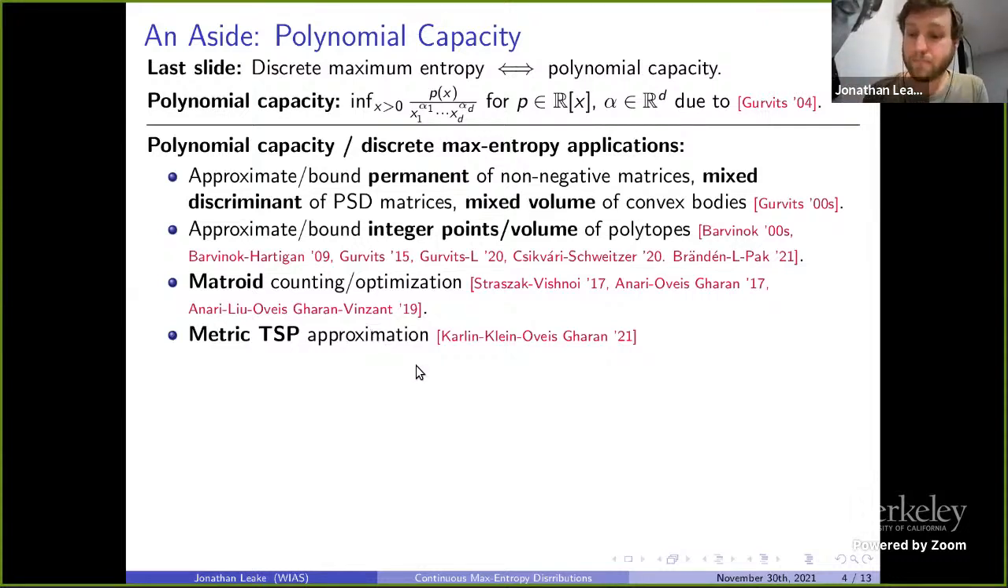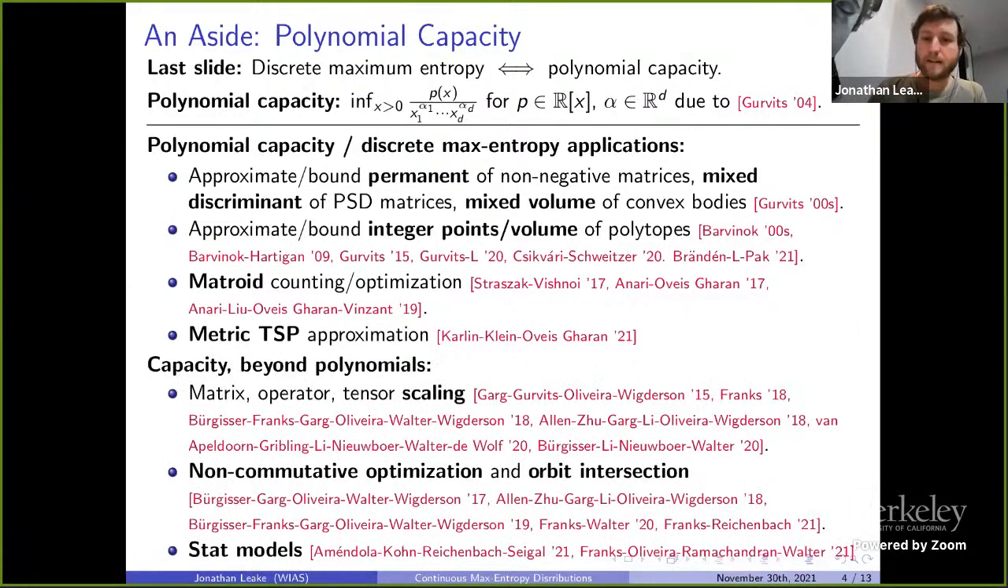analysis there. Okay, but then beyond connections to polynomials, there have also been a number of generalizations of capacity, which we saw yesterday and we'll see throughout this week. This capacity problem, it turns out, can be generalized to some kind of norm minimization problem over certain orbits. Okay, and this is very related to these matrix operator and tensor scaling problems. There's a lot of work done there, and there's no doubt that I've forgotten some work here.